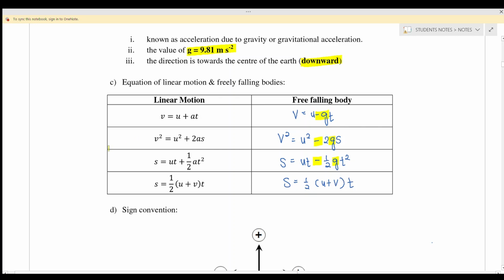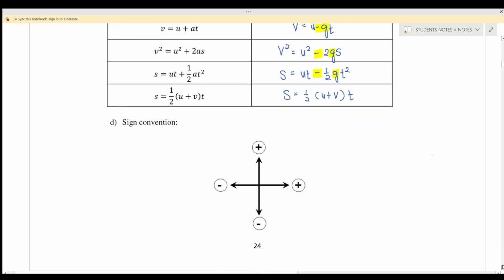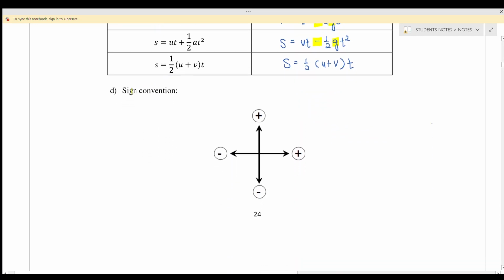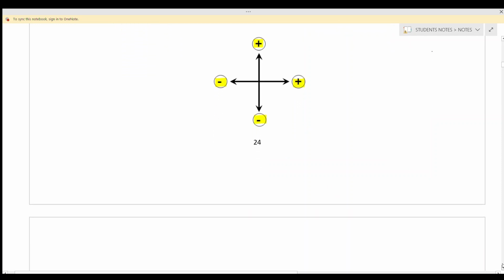Besides that, we also need to consider the directions, because when you substitute values into the equation, you must refer back to the sign convention. If the motion is upward or to the right, we assume it's positive. If the motion is moving to the left or downward, we must put negative. So let us try an example.